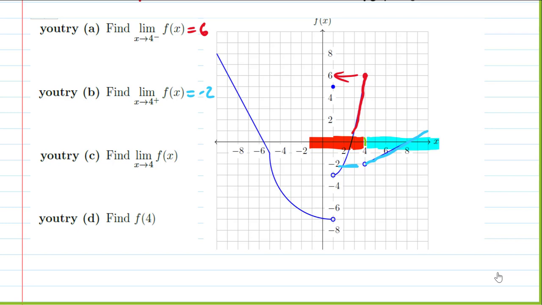So once again, are the two values equal? No, 6 does not equal -2. So our limit as x approaches 4 of f of x is once again going to be does not exist. Moreover, now I get to f of 4, and I kind of wrote over it, but there was a filled-in dot there, right? So f of 4 is going to be equal to 6. So in this example, f of 4 was the same as the limit from the left, but f of 4 was different from the limit from the right.